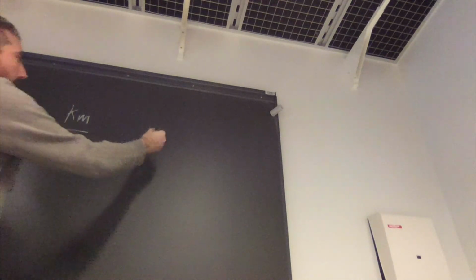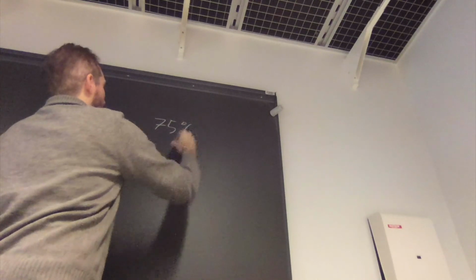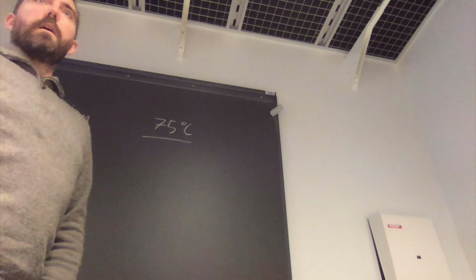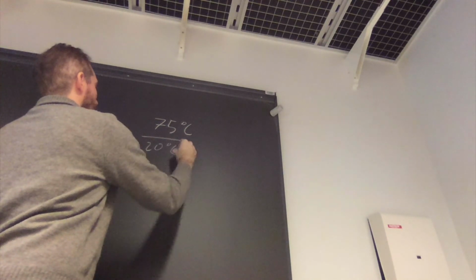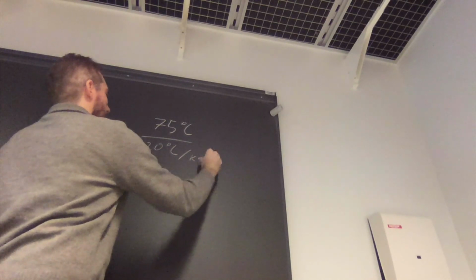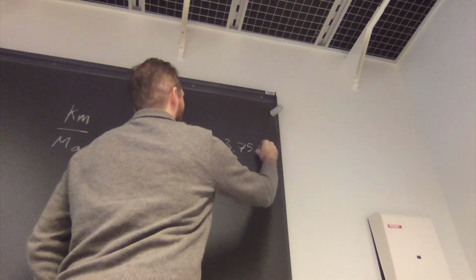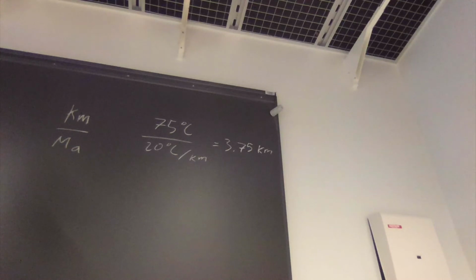Yeah. So if we assume, for instance, that the surface temperature is 0, then we could say, okay, well, we've got 75 degrees C, and if we take that and divide by the geothermal gradient of 20 degrees C per kilometer, we should get out of that 3.75 kilometers as the depth at which we would hit 75 degrees C if we just started tunneling down from the surface.